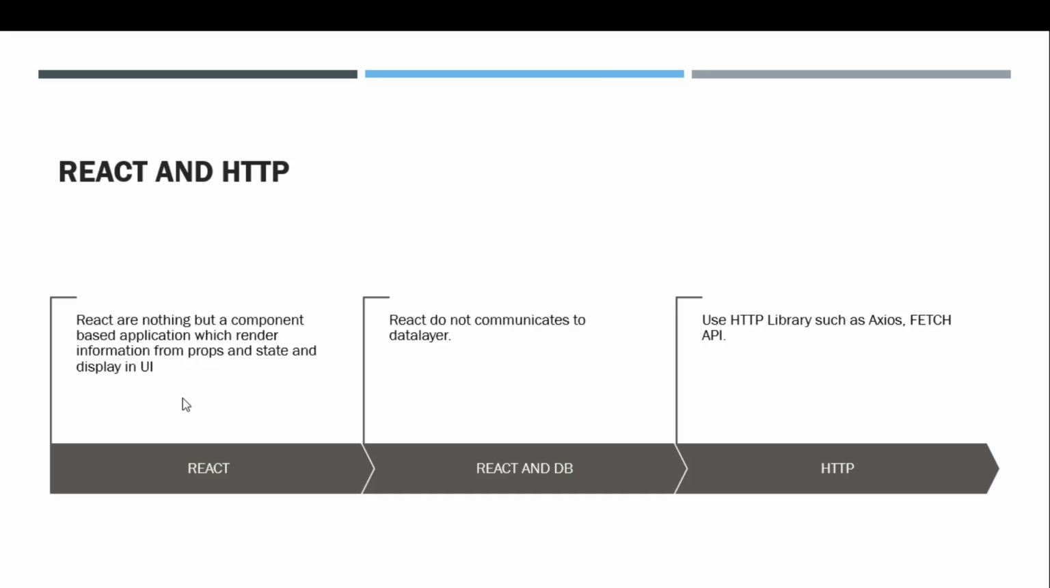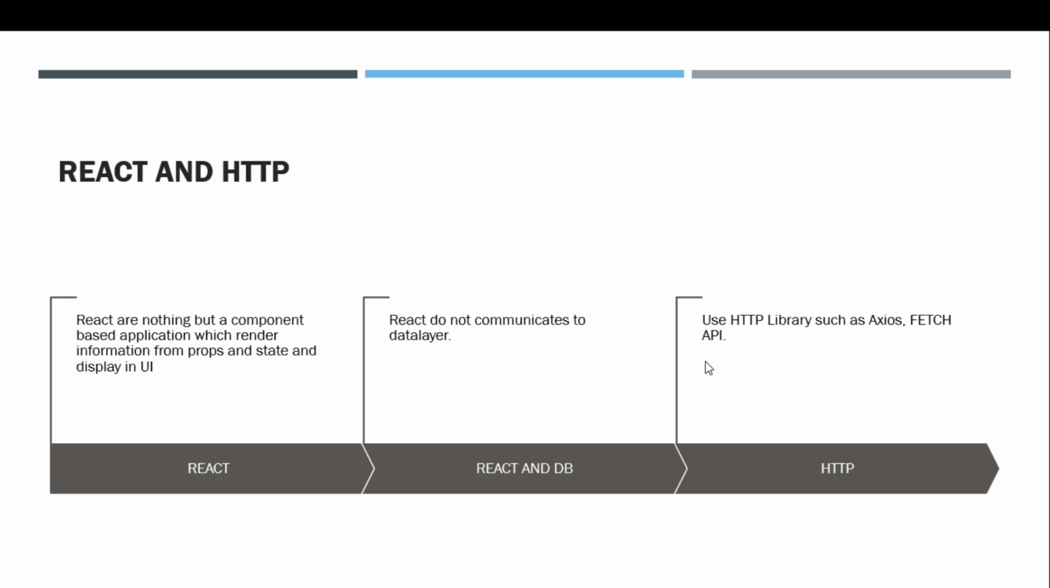So why we need to use an HTTP library is because React can't handle information from any service or from the server or from any database related information from the data layer. React needs to use such an HTTP library. And as I mentioned, React does not communicate to the data layer. Data layer is nothing but the database layer. It all happens only through a service. A React application communicates through a service with the help of an HTTP library.